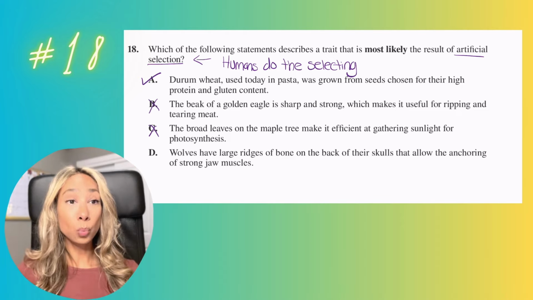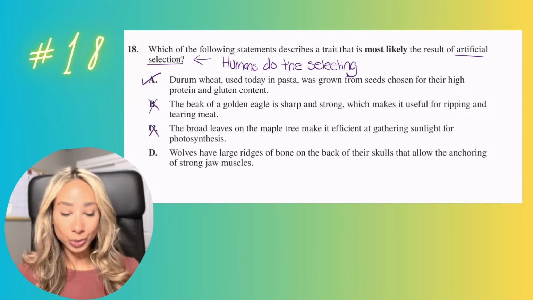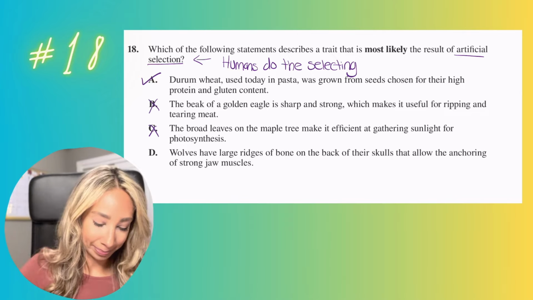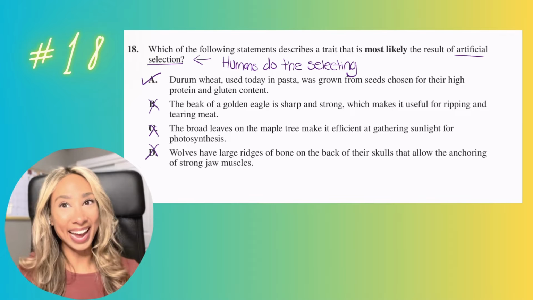Let's look at D. Wolves have large ridges of backbone on the back of their skulls that allow anchoring of strong jaw muscles. So again, while that's cool, it's not really us selecting for that. So our answer here is going to be, excuse me, A.